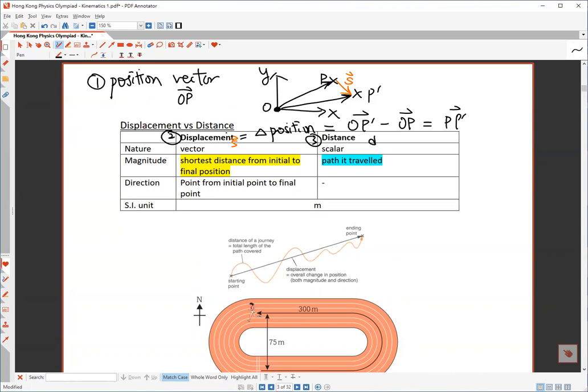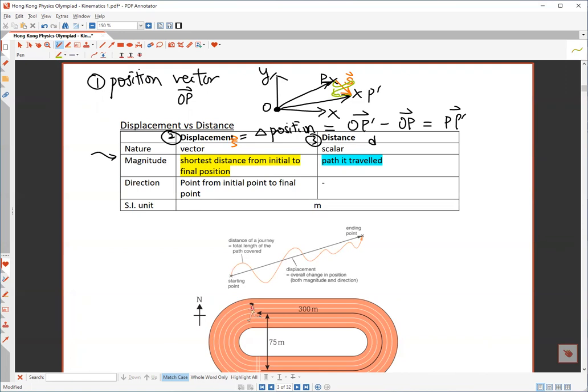The difference between distance and displacement is summarized in this table. When we are talking about displacement, we don't care about how the object moves from one point to another. We just need to know the initial position and the final position. So even though the particle is moving along a curve, as labeled in the green line, we don't need to know the length of this green line, that is the distance. For the displacement, we only calculate the shortest distance from the initial position to the final position. So that's how we define displacement.